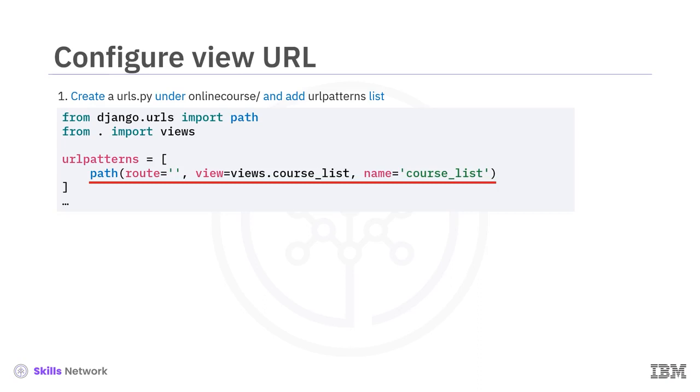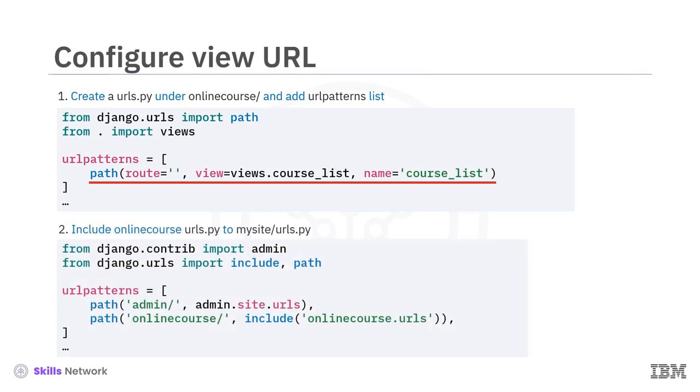The first argument of the path constructor is the route. It defines URL patterns for Django to parse and match from the HTTP request to a view. Here we leave it as empty, meaning the root URL, host/onlinecourse, will be mapped to our course_list view.